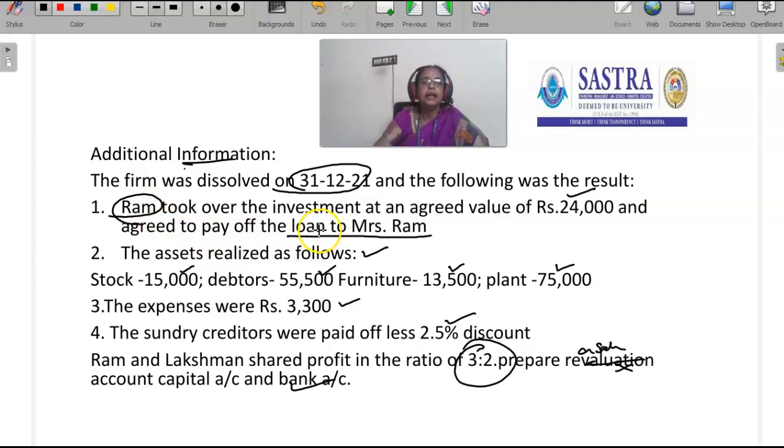Then these are all the assets realized, because many times we may not get the same book value when we sell the assets. It may be increased or decreased. Like that, sundry creditors, 2.5% discount they are agreeing, and so all those things we have to keep in our mind to prepare the realization account.